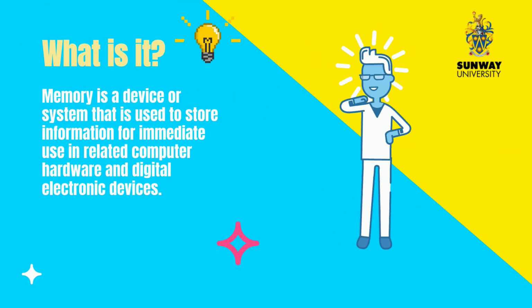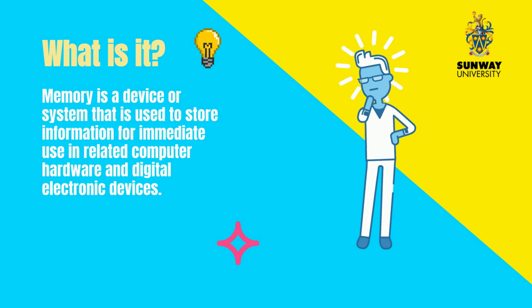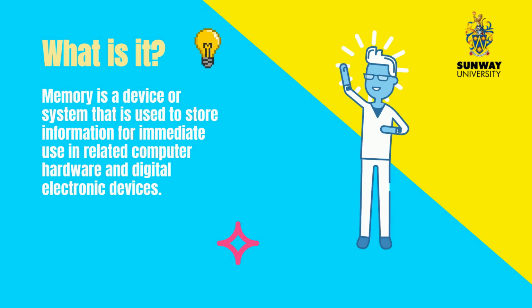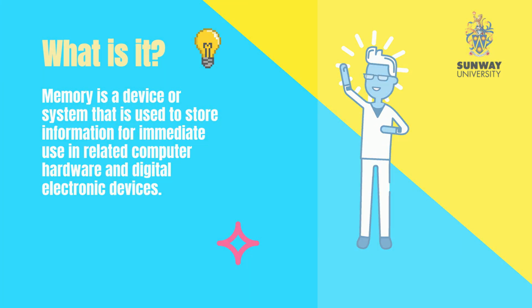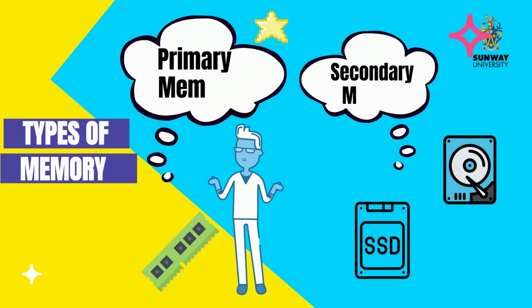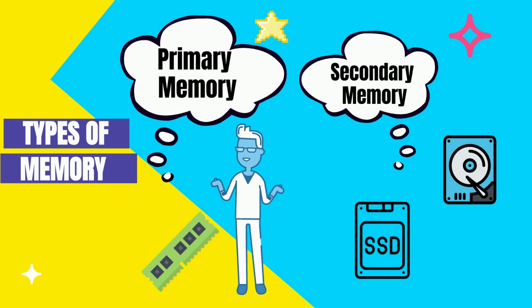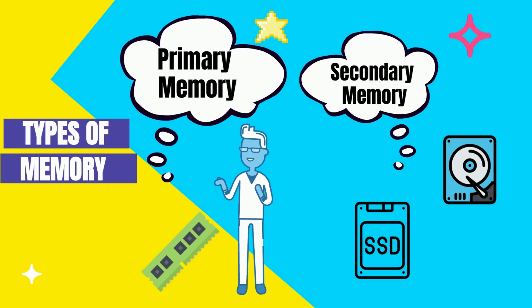First off, what is computer memory? Computer memory is a hardware device or system that is used to store data to be accessed immediately by related computer hardware as well as electronic devices. For now, there exists only two types of memory. Those are primary memory as well as secondary memory.